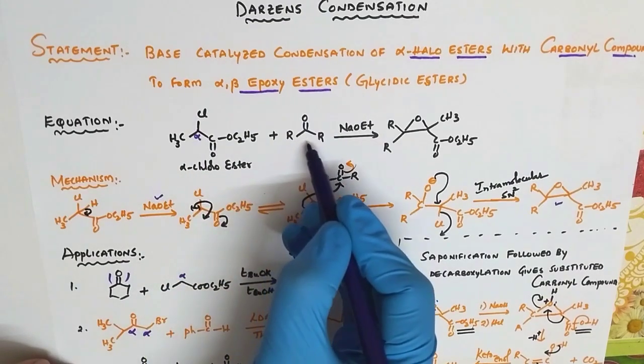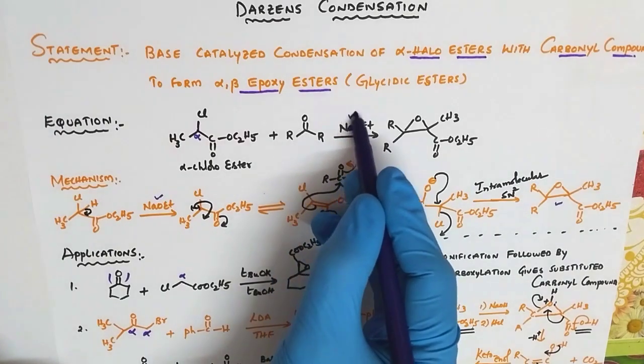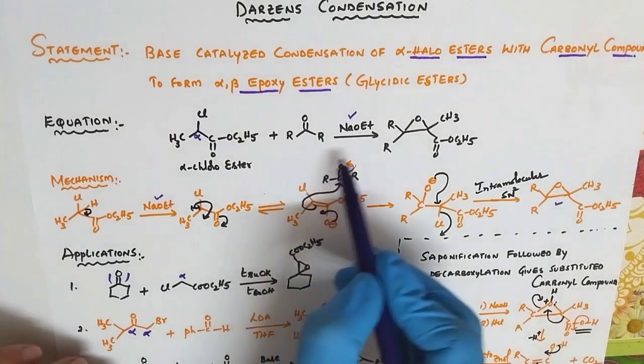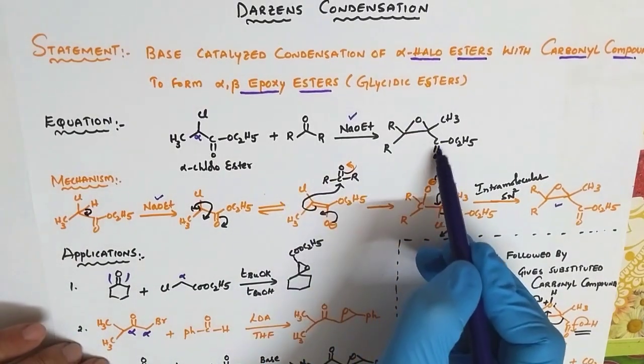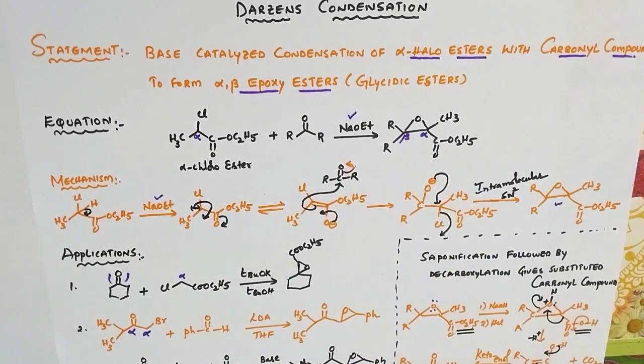The carbonyl compound, general representation RC double bond O R, is treated in the presence of a strong base. It can produce an epoxy. With respect to C double bond O, this is the alpha carbon, this is the beta carbon. That's why we say the final compounds are alpha beta epoxy compounds.